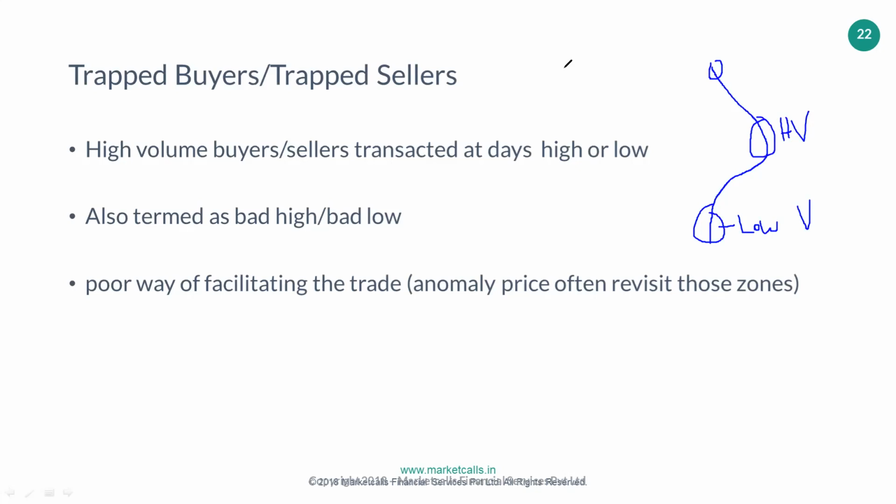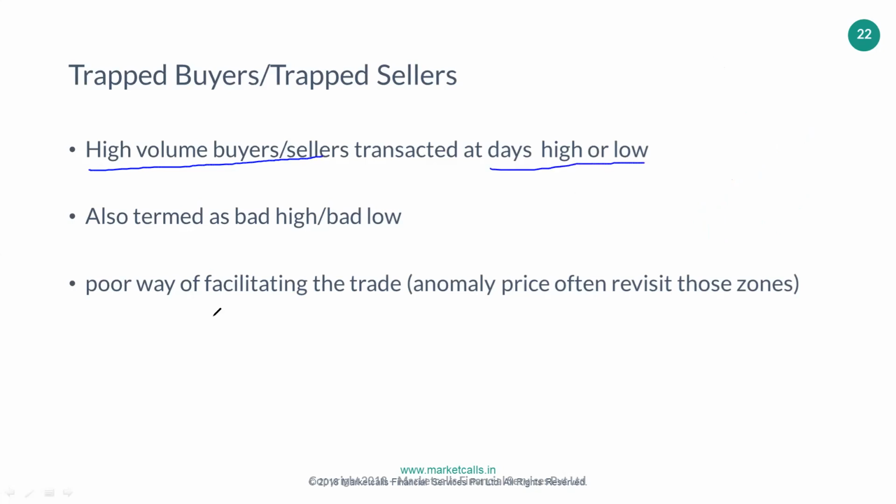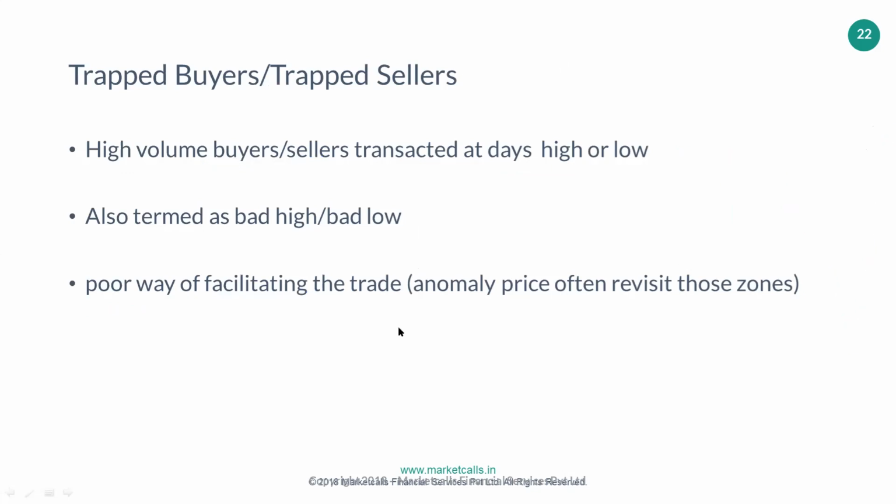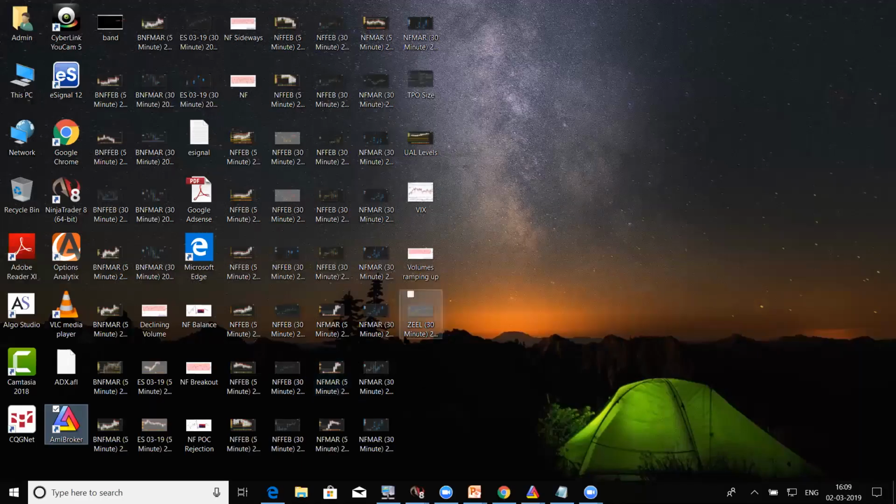But if all of a sudden you see high volume transactions happening at the day's high or day's low, that is a poor way of facilitating price. So instead of having this kind of transactions, all of a sudden some big transaction happens at this day high. Typically, price tends to move on the sell side, but positionally they will come back and clear those references. That's how most trap buyers or trap sellers function most of the time. And if you look into Nifty futures, you could see something interesting down there.